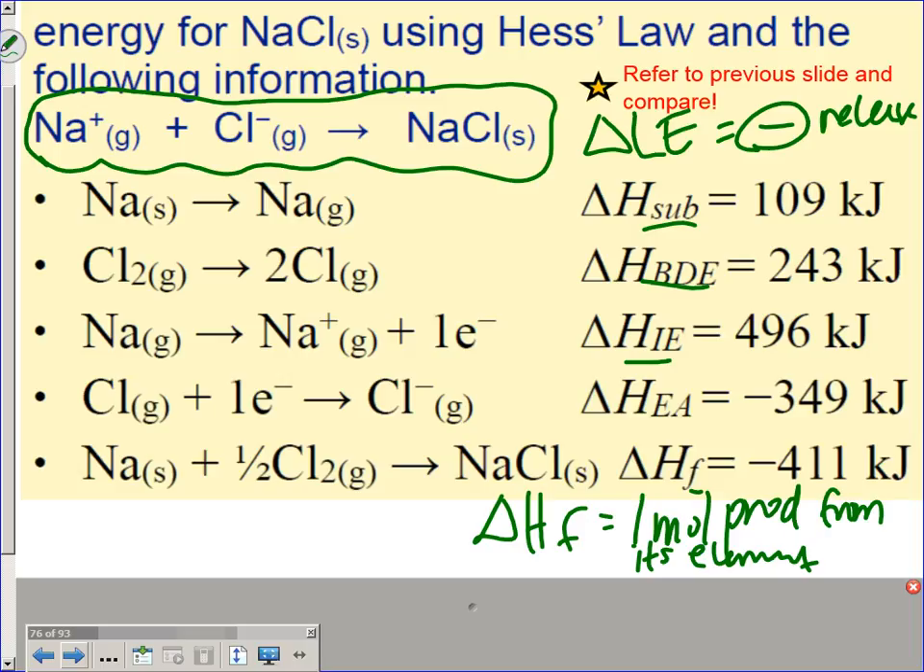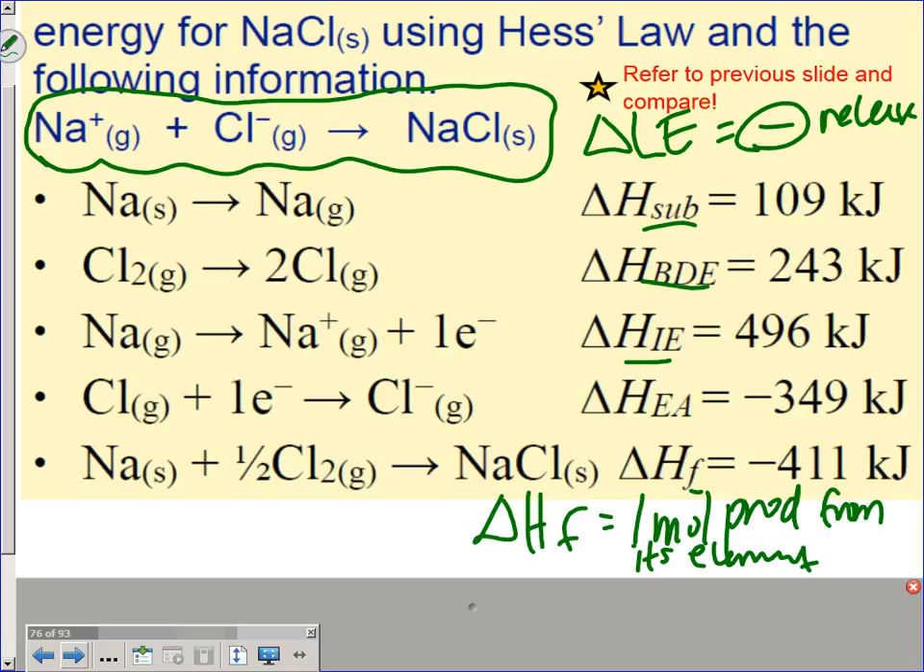Remember with Hess's law, you can flip reactions, right? You can multiply them by a coefficient. What do you do with the delta H when you flip a reaction? Switch the sign. What do you do if you multiply by a coefficient? Multiply the delta H the same way. Equilibrium was the only funky one that did different things.